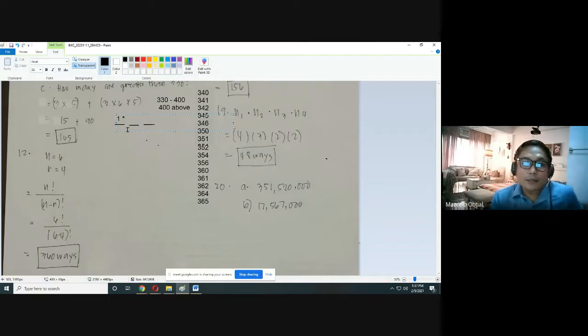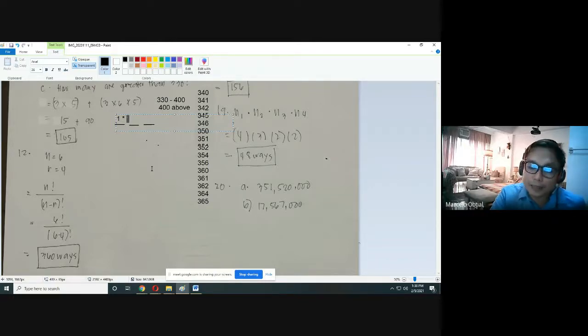The second digit, how many can you put? Okay, from the given 0 to 6, can you put all of them? Yes, no? You can put all of them. Okay, how many objects are there? There are 7. Okay, so I will put 7? No, you will not put 7.